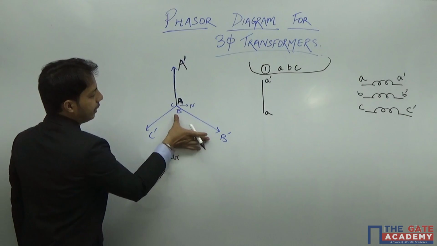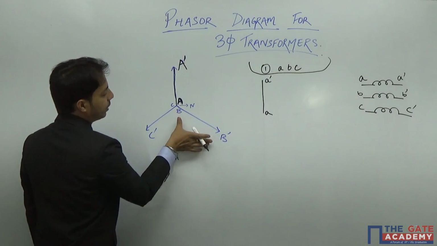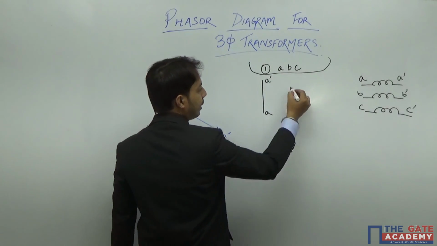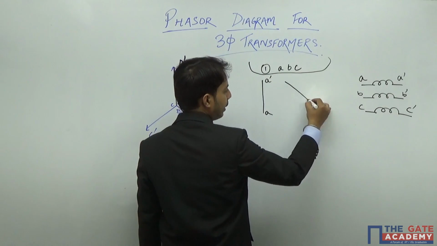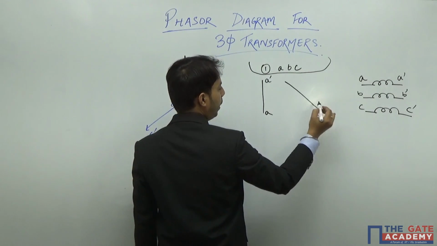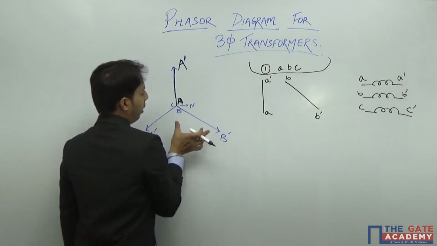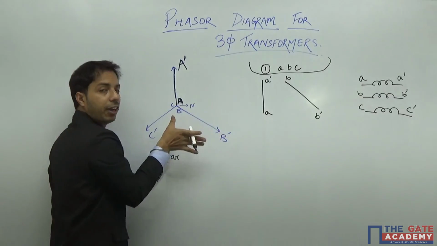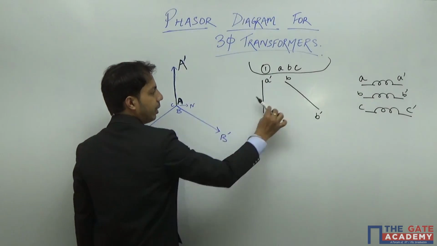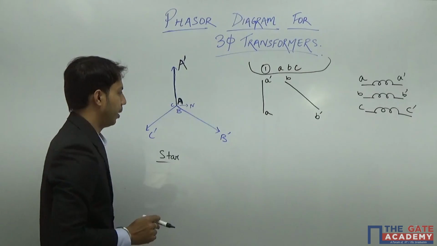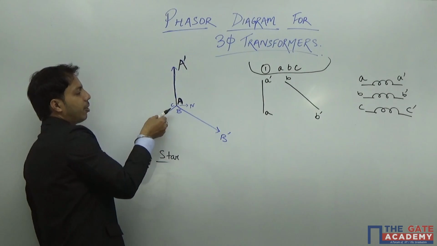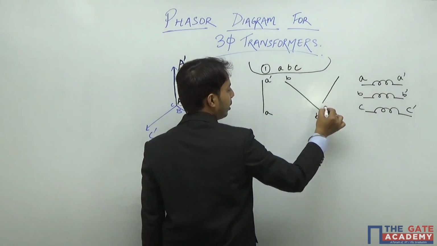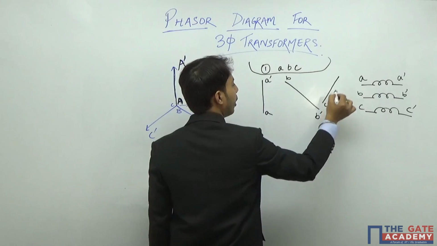Now, here let us talk about the second phase, which is B dash. So if it is in this way, I can say that this is my B dash and B. See, this small b is along with this. The phase or the alignment is same for the secondary. Similarly, the alignment of C phase is in this way. So I can just draw my C phase in this way, which is C dash and C.